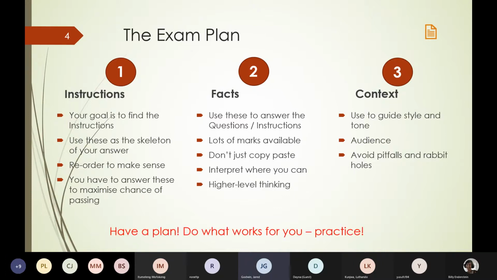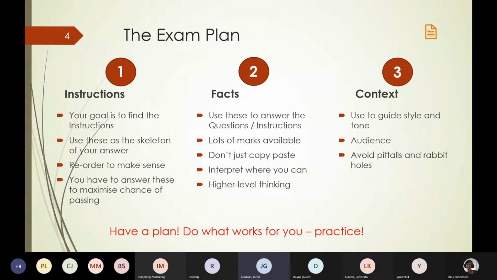So yeah, again, the bottom line: have a plan and do what works for you, but practice that plan. It's so incredibly important. You can't take what I'm telling you here and then just go, cool, I'm sorted for the exam in, as Billy said, 4 Saturdays' time. You can't do that, because you wouldn't have practiced it, so it'll all be new, and you'll run out of time as well. So you really do have to practice.